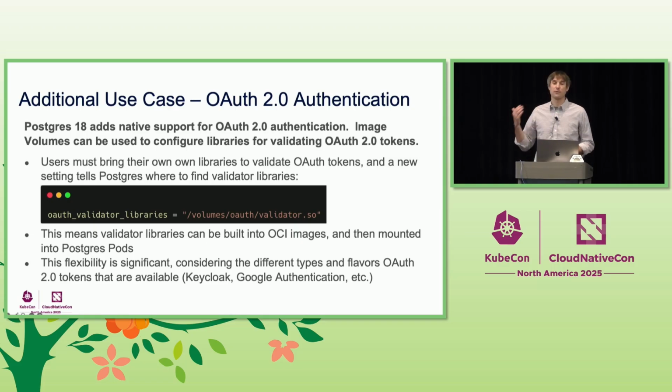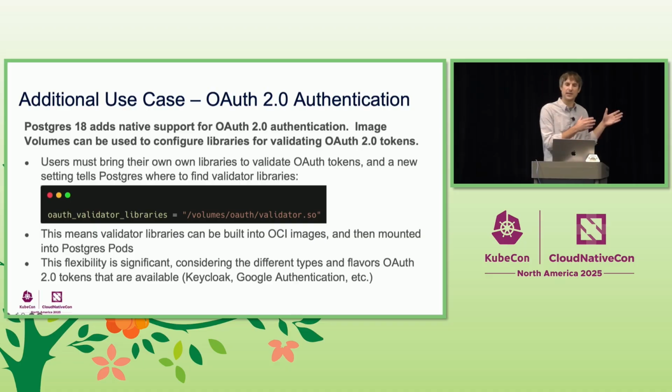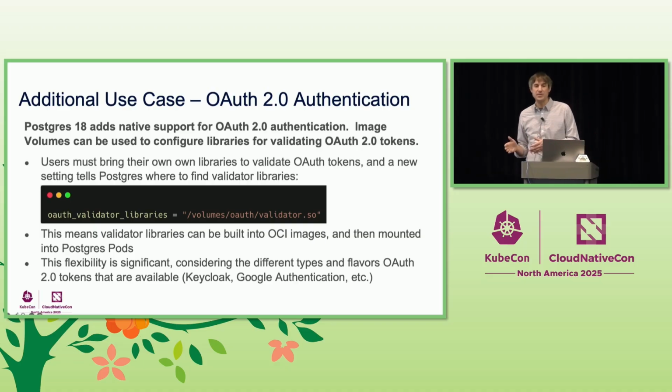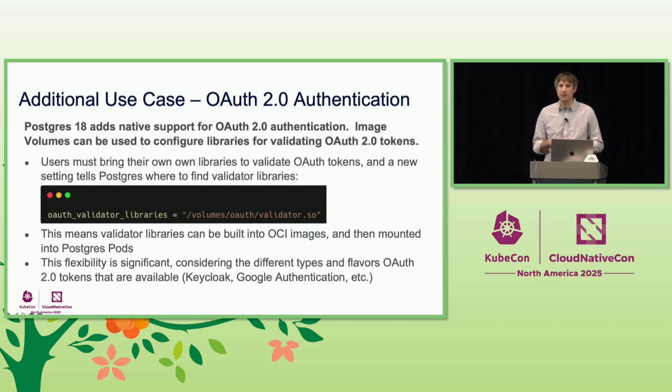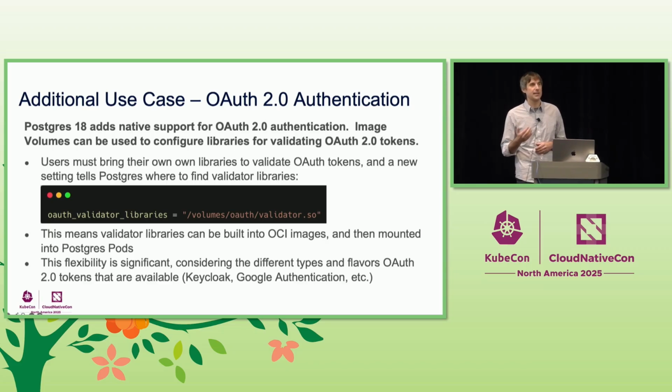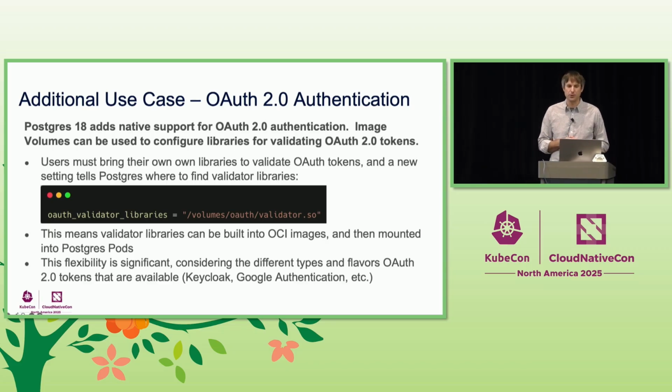This enables support for OAuth tokens of all shapes and sizes by making the user responsible for configuring Postgres to validate tokens according to the specific and often unique tokens generated by their own identity and access management systems. To provide a quick example, if your organization is using Google authentication, which uses OpenID Connect, a superset of OAuth 2.0, you could build a validator library that is able to validate OAuth tokens from Google.